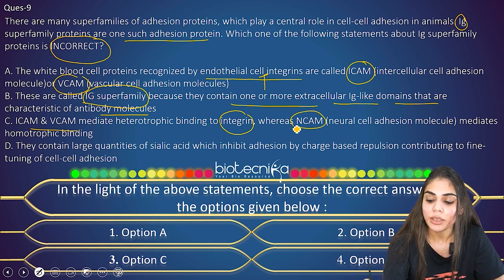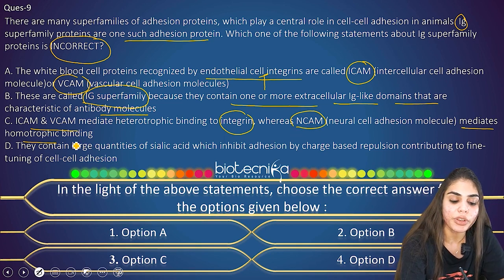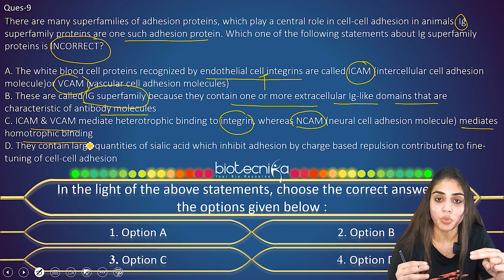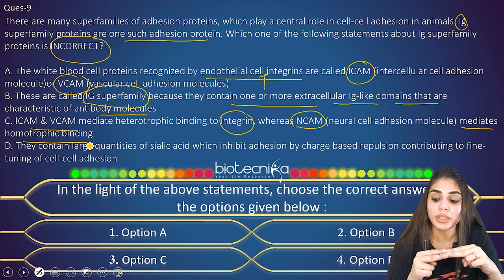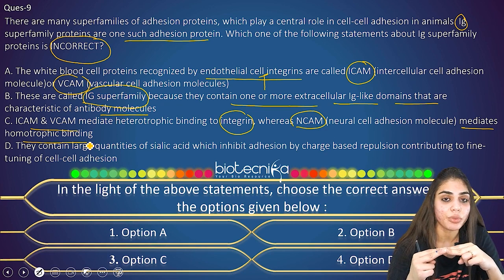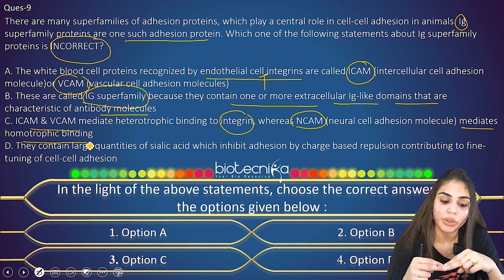Whereas NCAM mediates homophilic binding. Why? Because NCAM on one cell is interacting with NCAM of another cell. So NCAM mediates homophilic binding, but ICAM and VCAM mediate heterophilic binding.